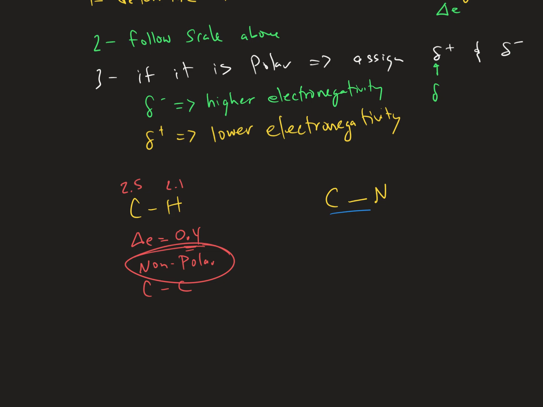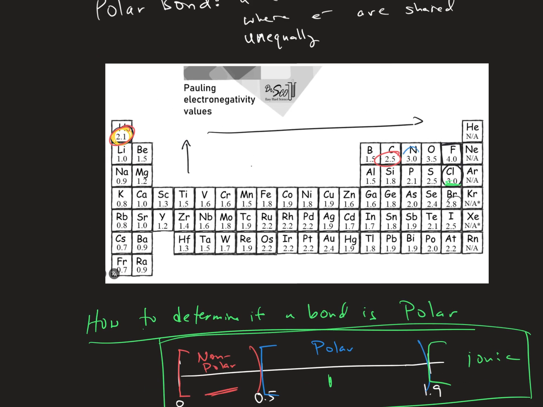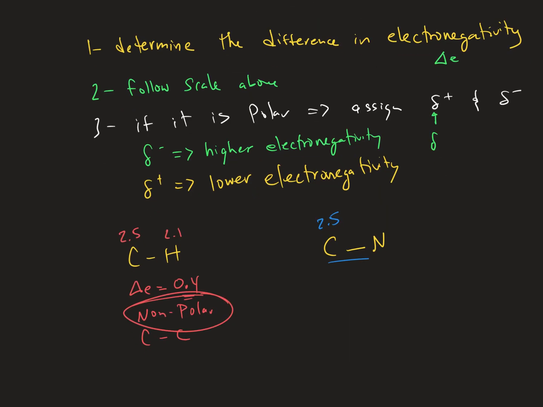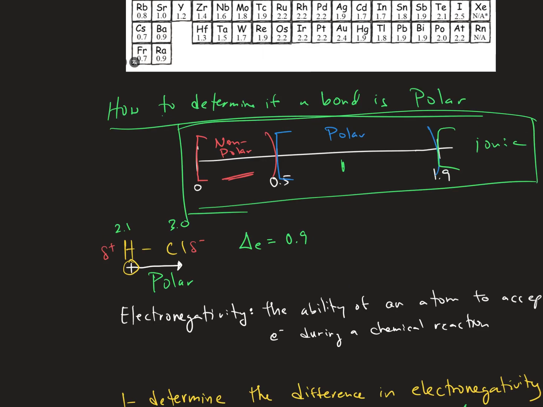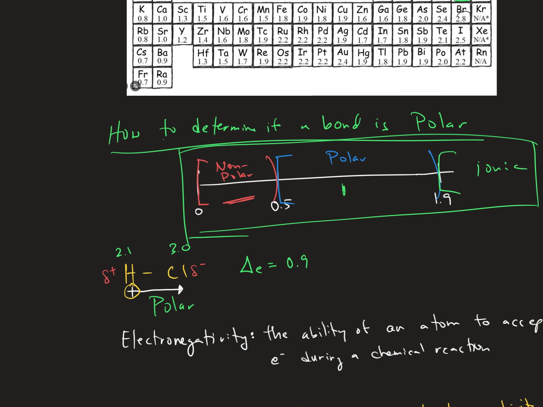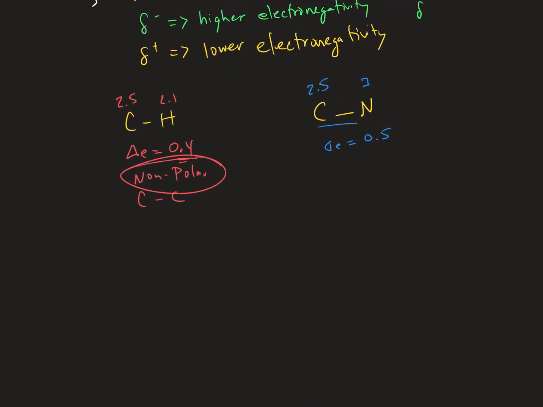What about this one here? This is still 2.5, and what's nitrogen? 3. And the difference is 0.5. So what is it? Barely polar. Okay, they're really close to the same, right? So I guess that's the threshold of polarity. But for our purposes, we're just going to say it's polar because it's in that range.